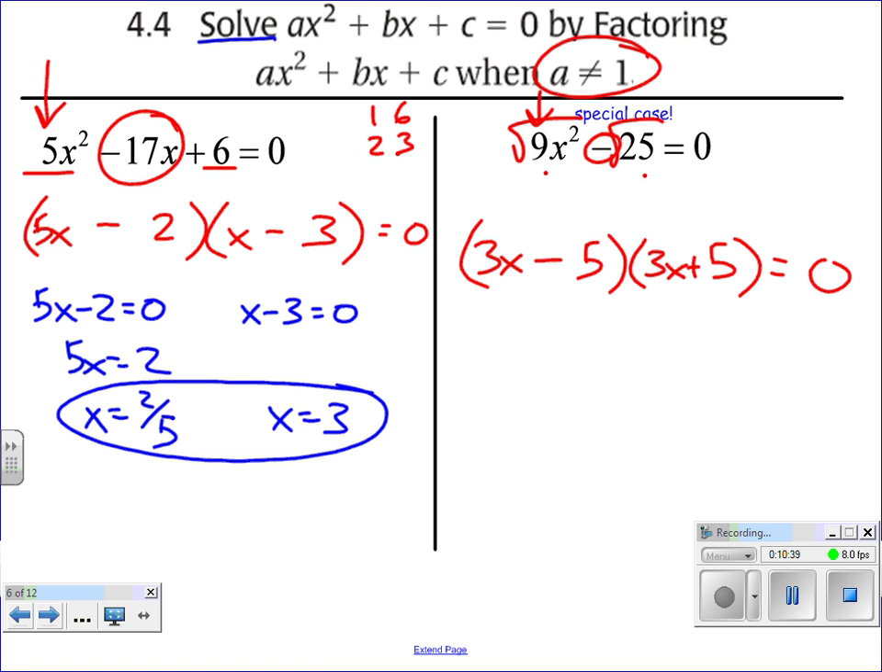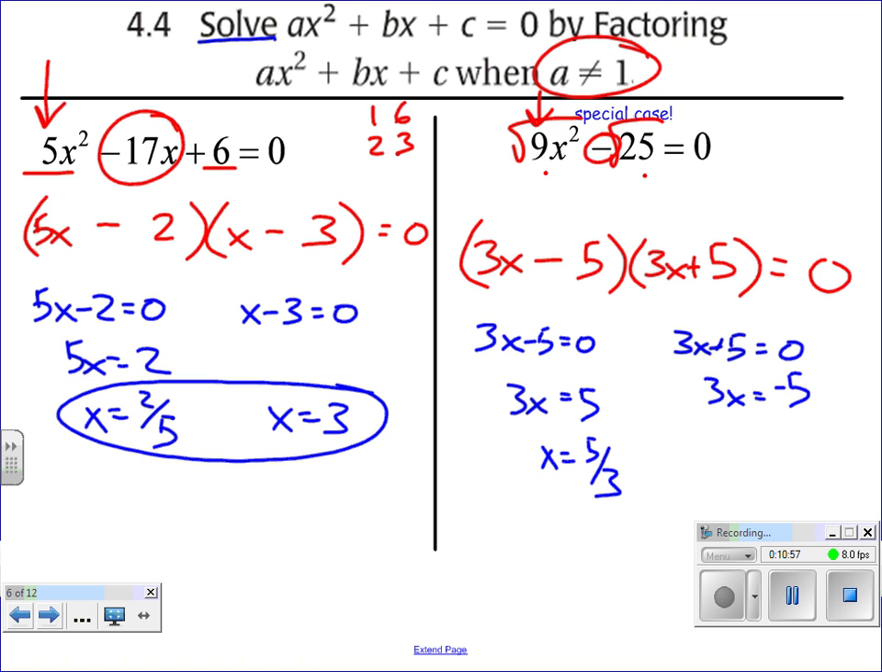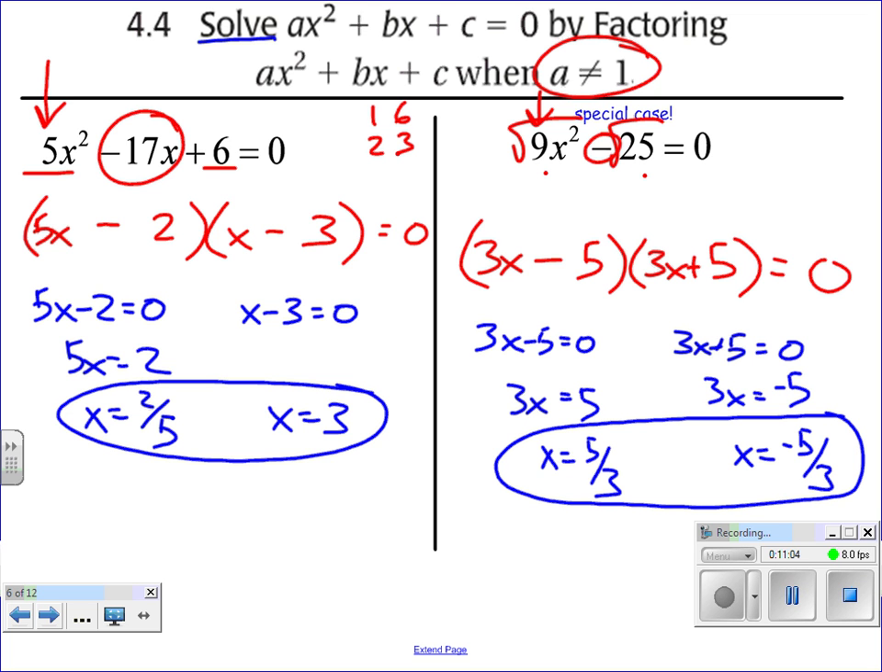Over here, we're going to have 3x minus 5 is equal to 0, and 3x plus 5 is equal to 0. Now notice, going through the same operations, we have 3x is equal to 5, x is equal to 5/3. And over here, we're going to have pretty much the same thing, but only the negative case. So we're going to have x is equal to negative 5/3. And again, we have our two answers there. Some people say, hey, can we just go ahead and write it like this? X is equal to plus or minus 5/3, and that is totally acceptable as well.